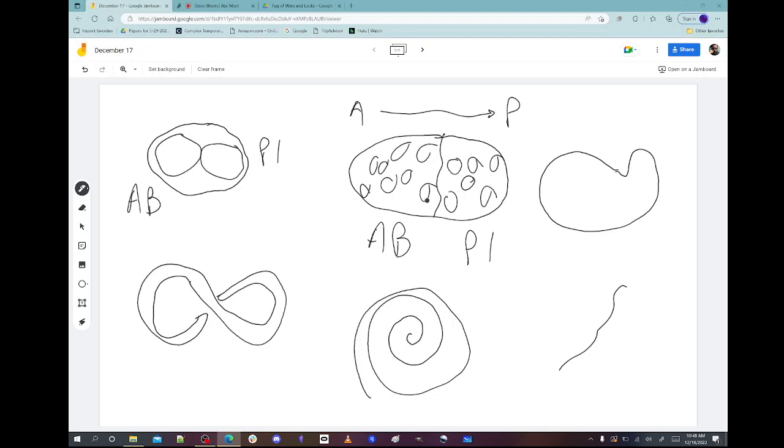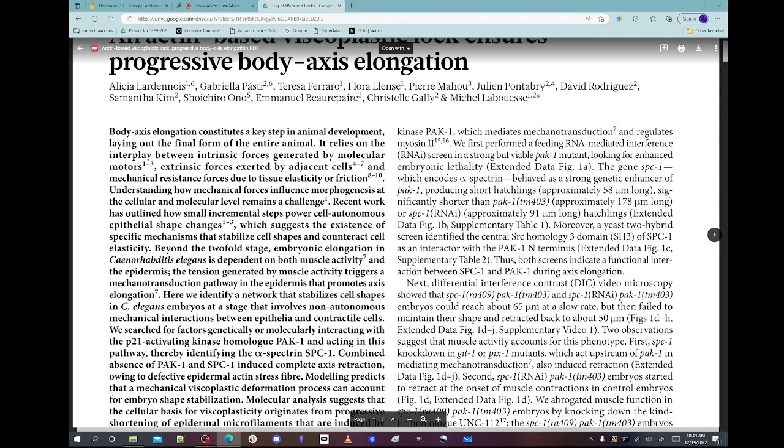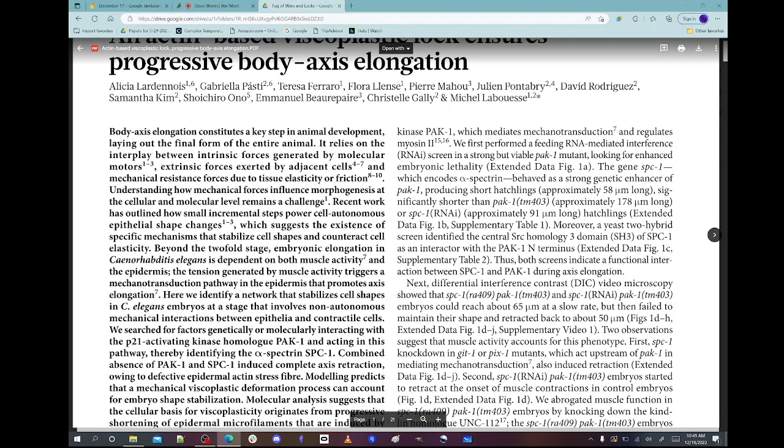The muscles start to form, and the epidermis starts to form, around maybe the comma stage. But their argument is that this polarity starts early and continues out, and these mechanisms pull the embryo in these different directions. So this is how we get polarity. This is how we maintain polarity. This is how we maintain the structure for future changes. So the tension generated by muscle activity triggers a mechanotransduction pathway. So in each cell, there's a mechanotransduction pathway that occurs, and it reinforces these physical stimuli.